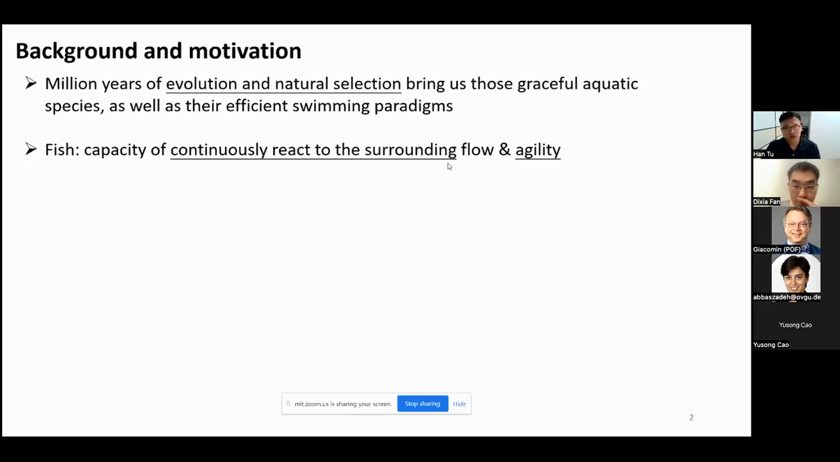So that's why we want to study them, since the study, I think, can in turn contribute to the design of future underwater vehicles.